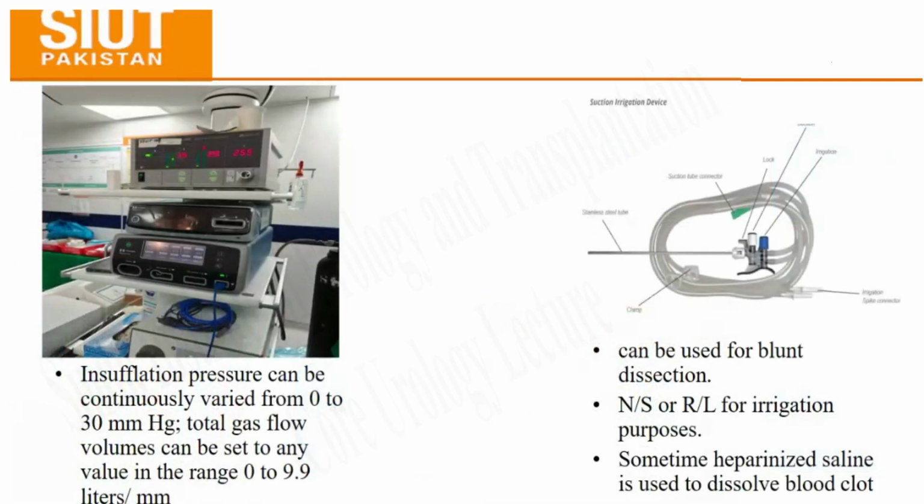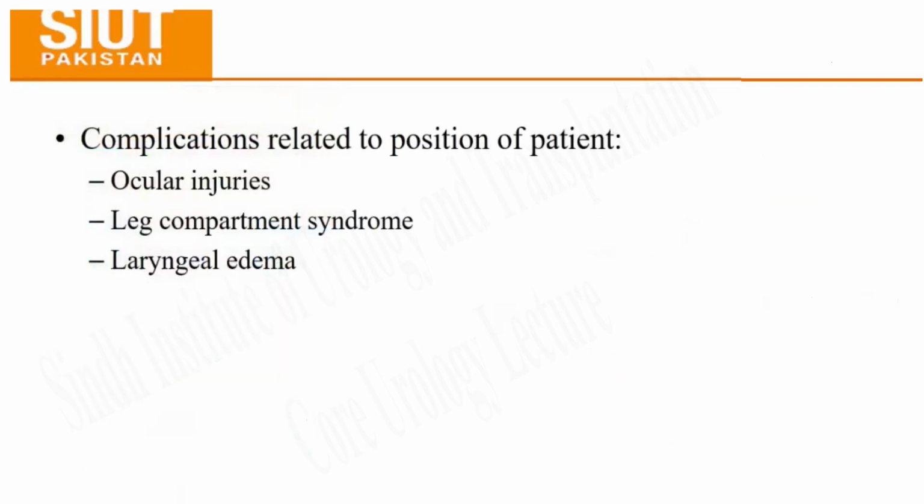Now, this is the instrument we use in theaters. Insufflation pressure can be continuously varied from 0 to 30, depending on the patient's condition. If the anesthetist asks us to lower it, we manipulate the intra-abdominal pressure according to the situation, but the ideal pressure is 12 to 15 mmHg. Total gas flow volume can be set to any value in the range 0 to 9.9 liters per minute. The suction tube can be used for blunt dissection and irrigation. Sometimes heparinized saline is used to dissolve blood clots.